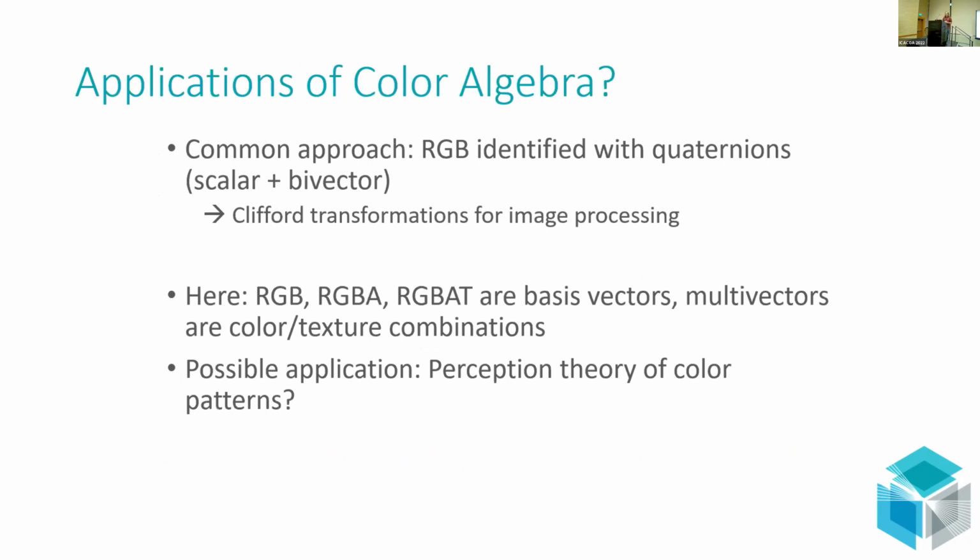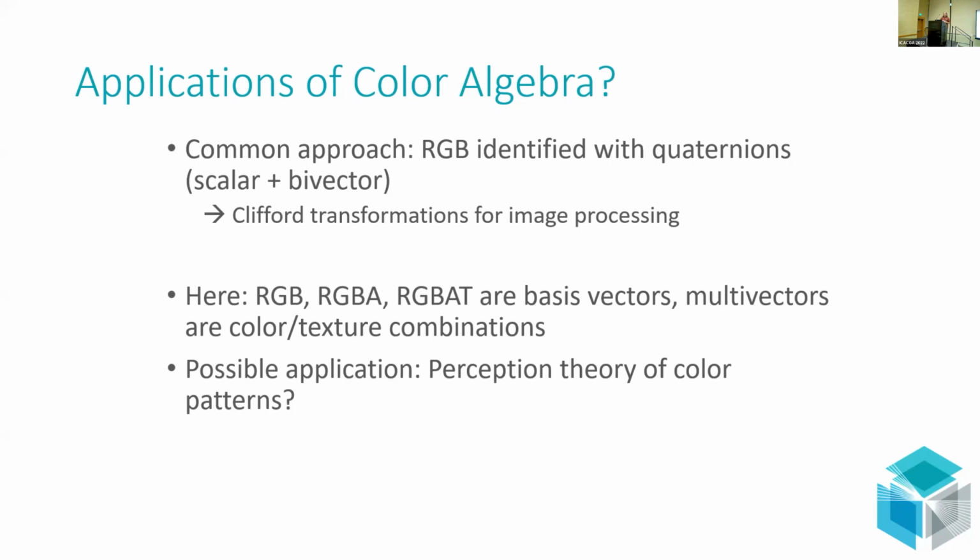So now, a few ideas: what can we do with it? This was just an idea of how we can use colors, doing some combination, for illustrating 5-dimensional space instead of using spatial dimensions. What is sometimes used with a color algebra is to identify the RGB with quaternions. We had a talk this morning. We have a scalar and a bivector, and then do Clifford transformations for image processing. But here we're going a little bit further and using just RGB plus transparency, or RGB and the texture property, as basis vectors.